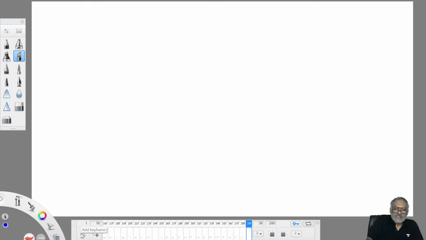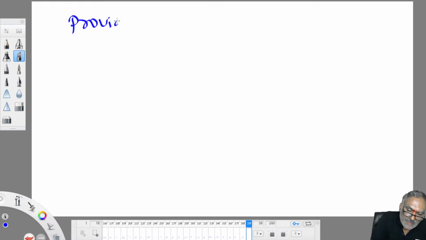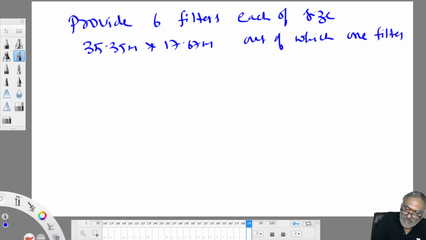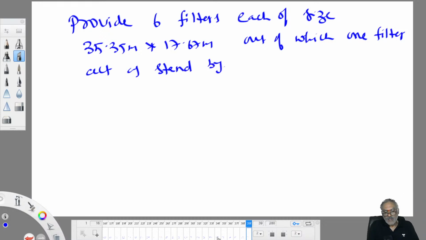Therefore, provide 6 filters, each of size 35.35 meters by 17.67 meters, out of which one filter acts as a standby. So how many filters are in operation? Only 5 are in operation. So that is how we work out the questions.